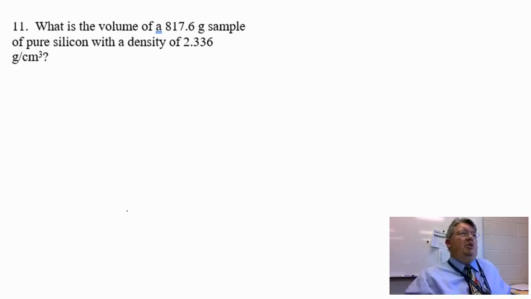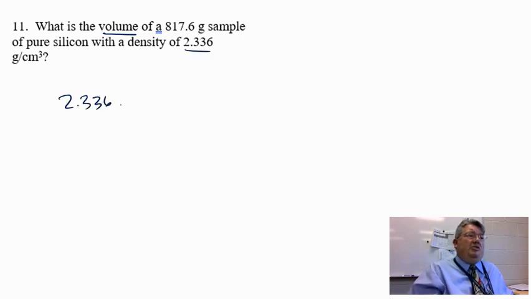What is the volume of an 817.6? So what's the volume of an 817.6 gram sample of pure silicon with a density of this. So they give me the density, 2.336. And this is grams per cubic centimeter. And the density equals the stuff, the 817.6 grams over X cubic centimeters. It wants to know the volume.